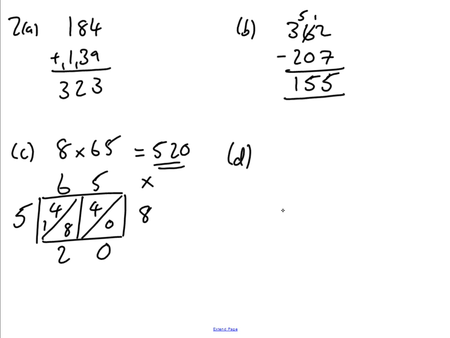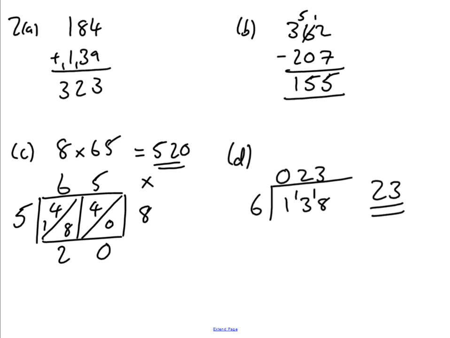And then D, we've got division. So 6 on the outside, 138 inside. 6 into 1 doesn't go, carry a 1. 6 into 13 goes 2. 6 into 18 goes 3. So again, just make it very clear that your answer is 23.